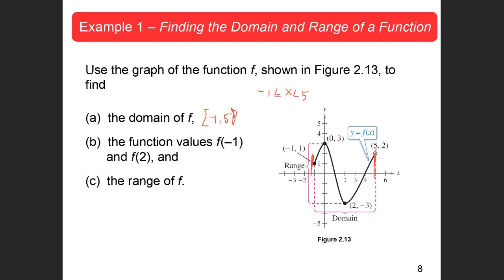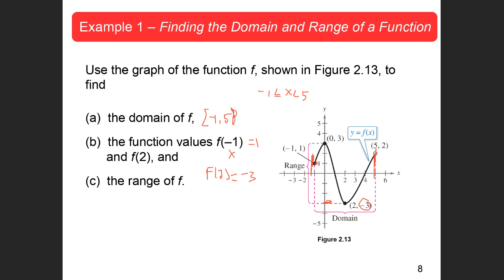Find the function values f of -1. Well, they're telling me that this is my x value. So -1, my y value is 1. So f of -1 is equal to 1. What is f of 2? Well, where's 2 here? 2, -3. So f of 2 is equal to -3.